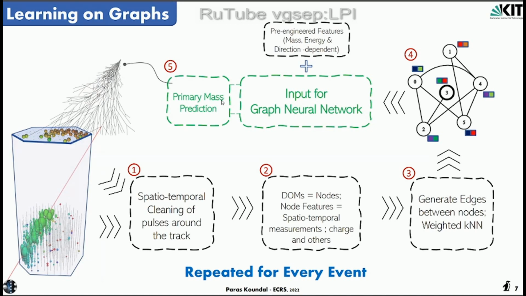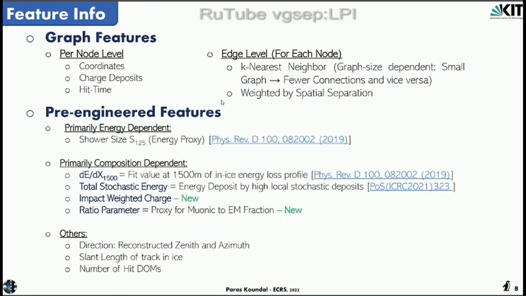In addition to this, we also have some pre-engineered features. Some of the pre-engineered features I already discussed on the first slide, like shower size and a few others. In addition to that, as I mentioned, I also have some new ones. These are just some other feature details. I won't go into detail. So these are the two new ones. Just remember the names for now: impact weighted charge and ratio parameter. All the other ones are published in some of our previous IceCube works.